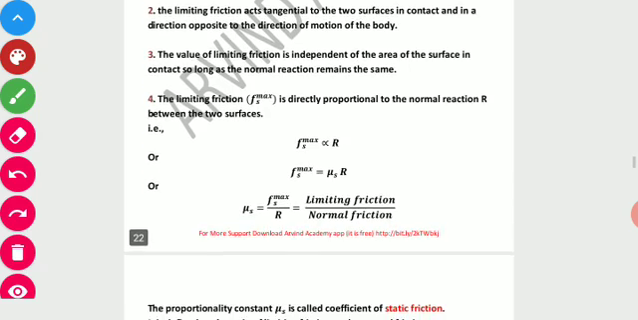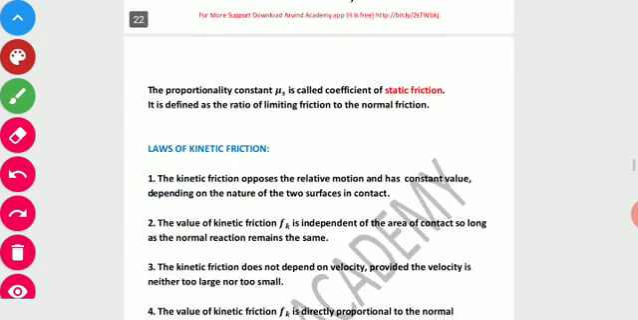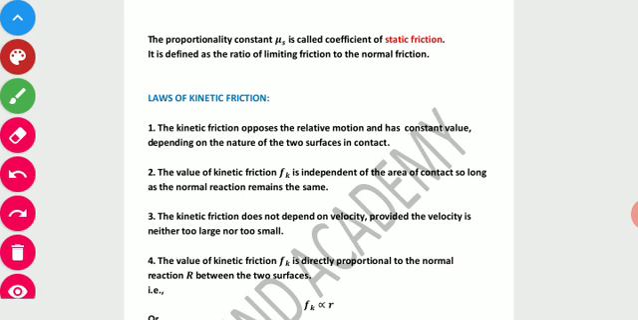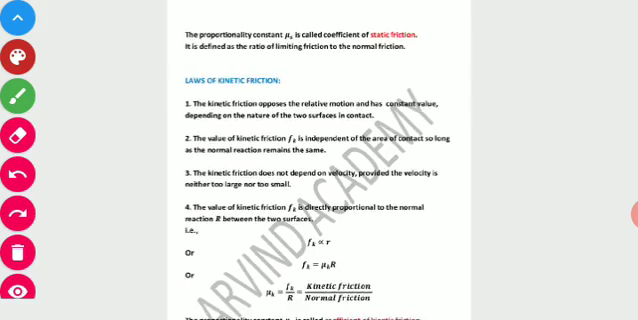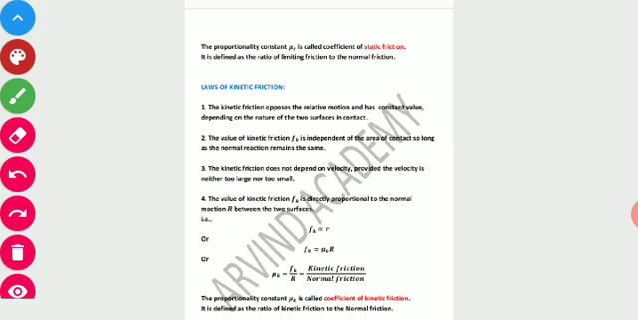and mu is the coefficient of friction, or we can say mu is the proportional constant and is called the coefficient of friction. Next we have laws of kinetic friction.